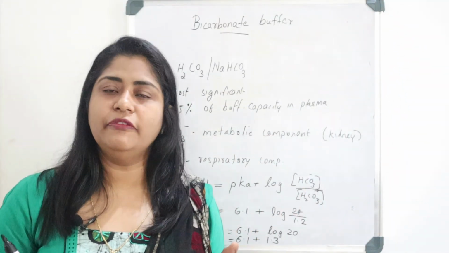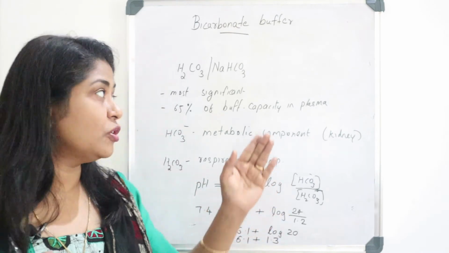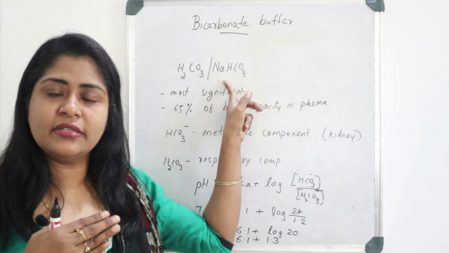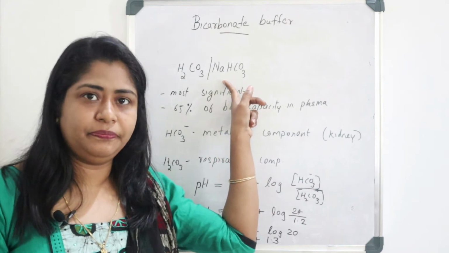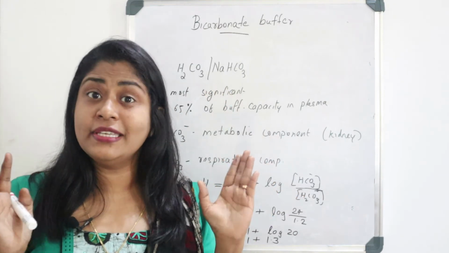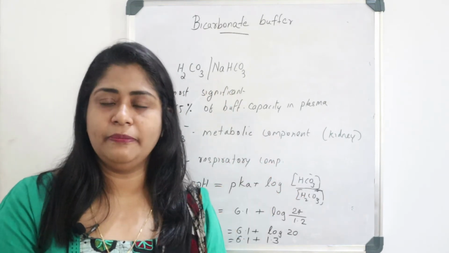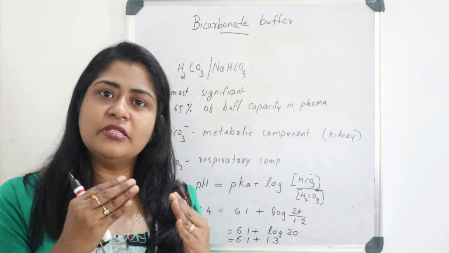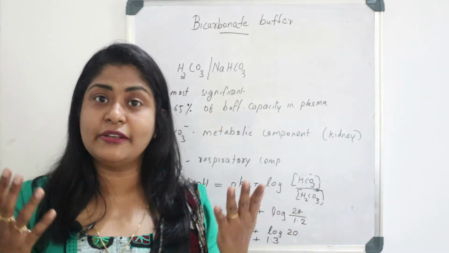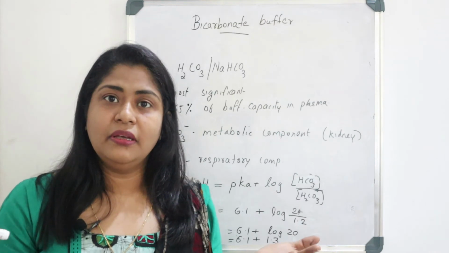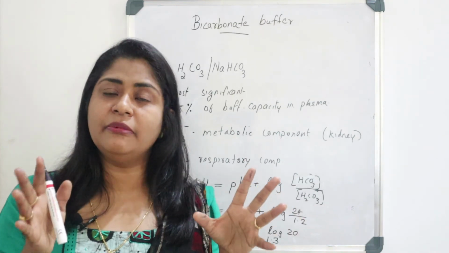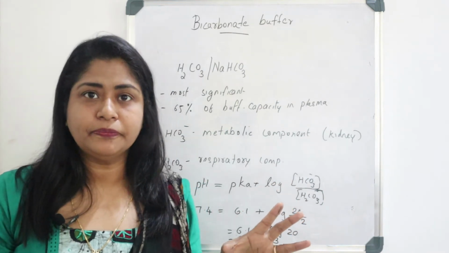So the bicarbonate buffer, we know, is a mixture of a weak acid and the salt of a strong base, that is, carbonic acid and sodium bicarbonate. It is the most significant buffer in the body: almost 65% of the buffering capacity in plasma and 40% of the buffering action in the whole body. That credit goes to the bicarbonate buffer, so definitely it is very, very important.